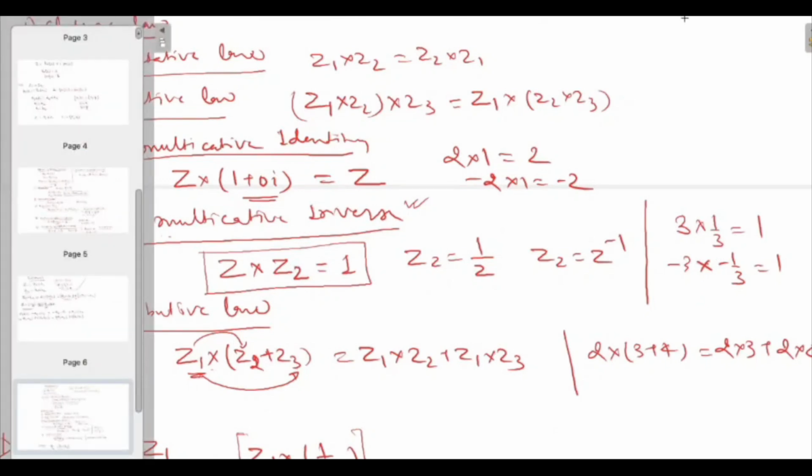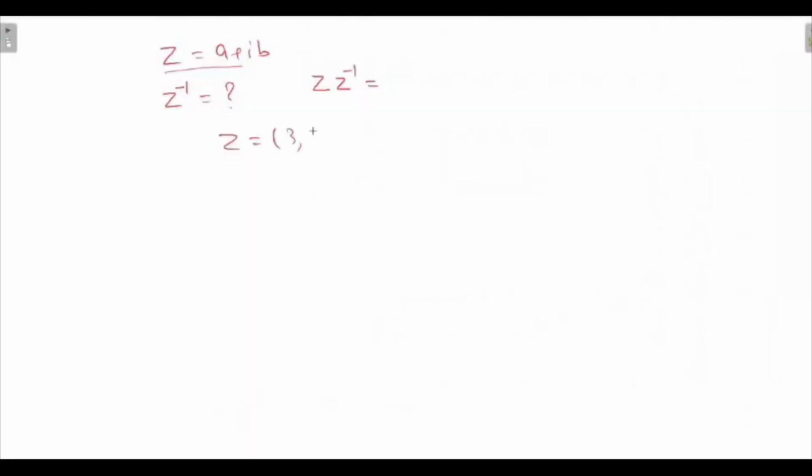Let's go back and look at our question. So I have to write it like 3 plus 4i first of all, and I have to calculate the inverse of it. So it's going to be 1 upon z. Why? Because if I multiply it with this, it will be 1. And now this is 3 plus 4i. So what do I have to do? I have to multiply it with its conjugate to rationalize it.